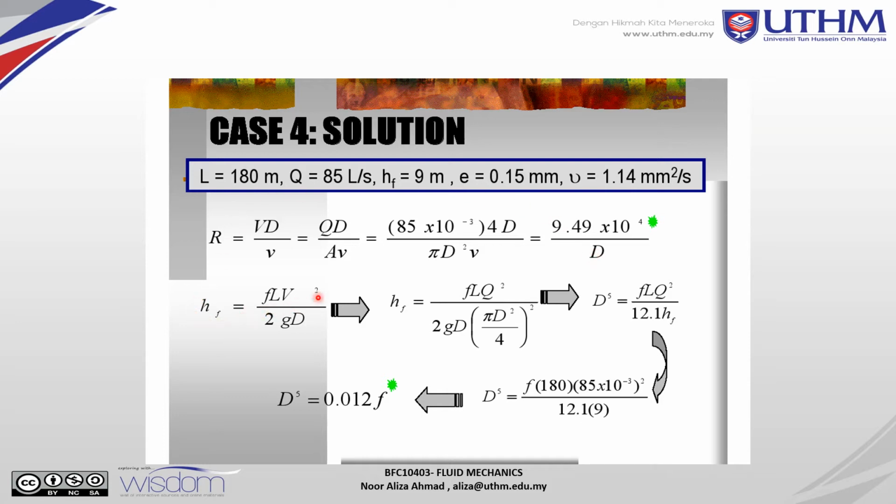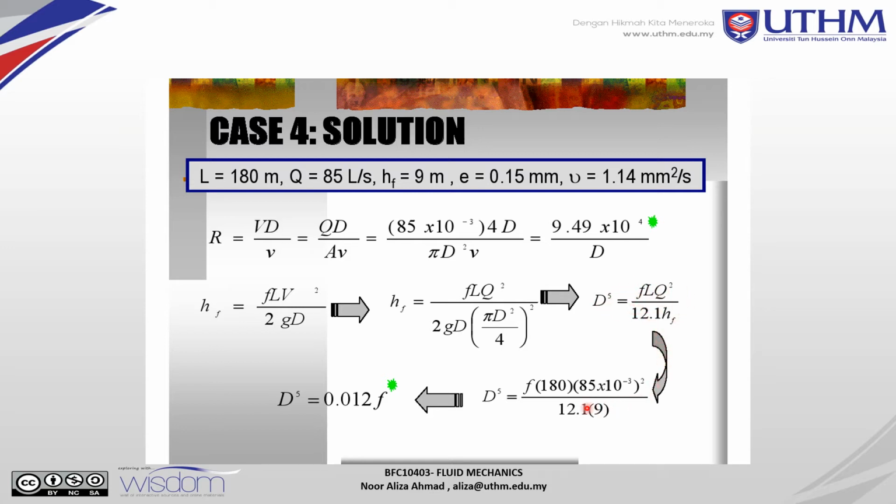Then we use the HF equation, HF equals FL V squared over 2GD. You just convert here: the velocity you must change to Q in terms of Q. From this you get the equation in terms of diameter. So we get the diameter to the power of 5 equal to F L Q squared over 12.1 HF.